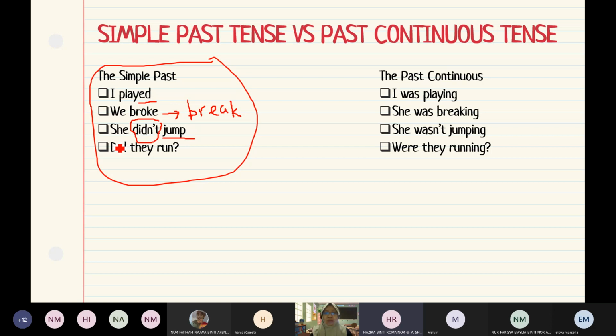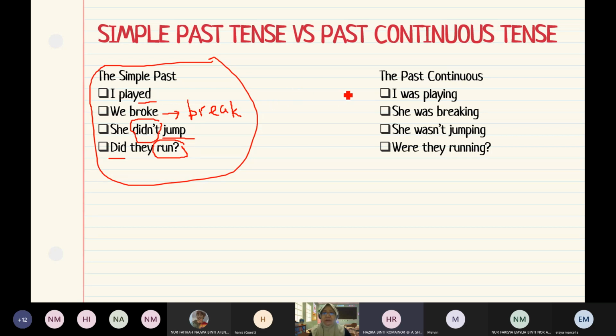Same goes when you create a question. When you construct questions, when you use did in front, did they run, still run is a root word. You don't have to put ed or change the word into ran.